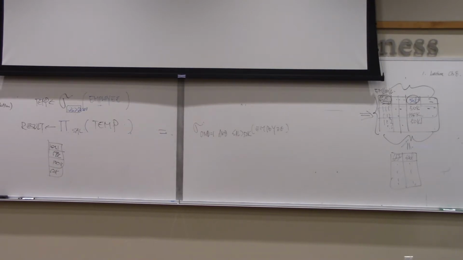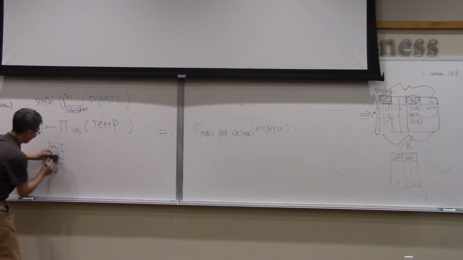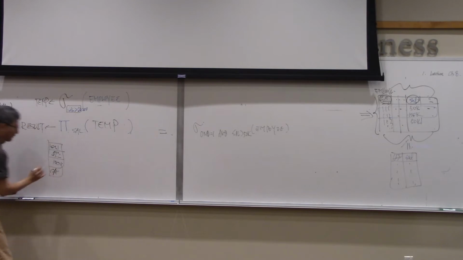Extra point if you answer the reason why it's not correct. In the selection, we are doing salary greater than 50,000. Oh, my mistake. 81. That would be right. Right. Anyone?